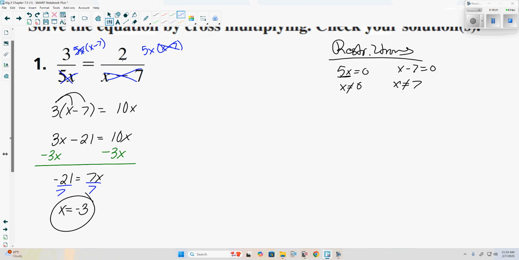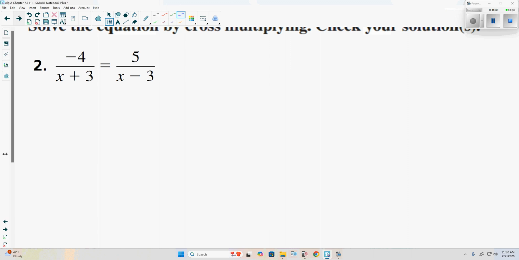Questions on this here? Negative 4 over x plus 3 equals 5 over x minus 3.